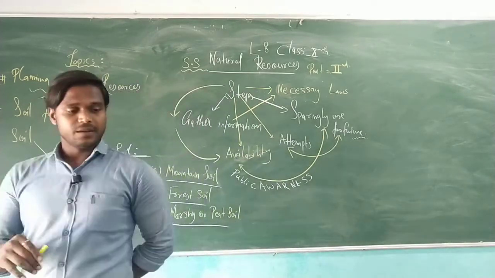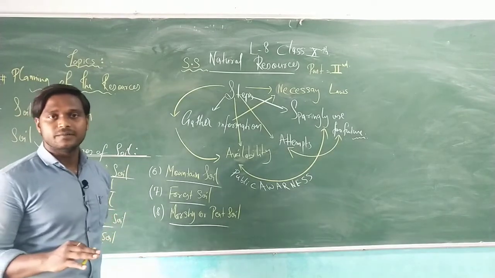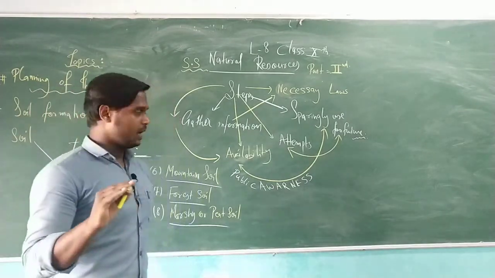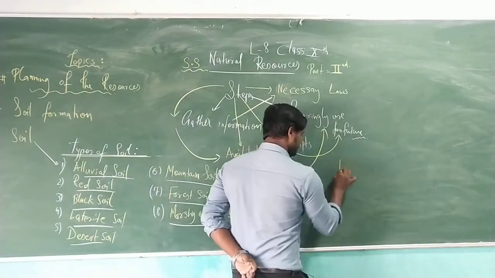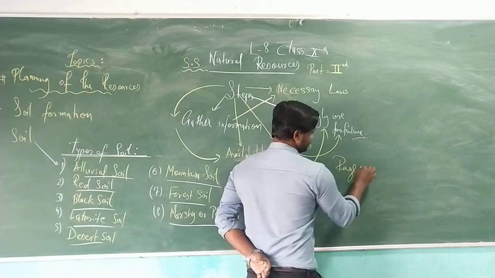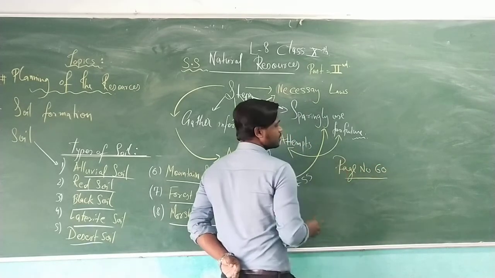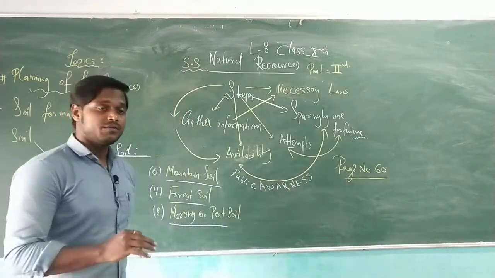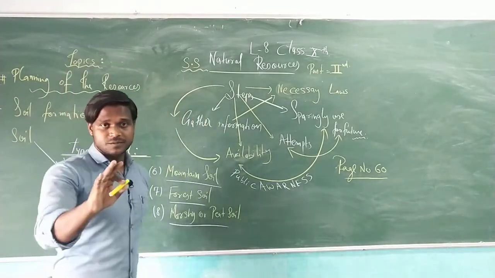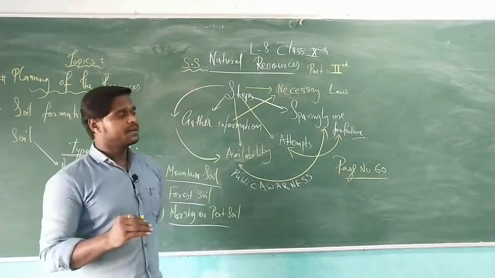So therefore, the first thing is that human needs are unlimited, they cannot be fulfilled. I'm explaining this on page number 60, so that you need to understand. Now you can browse your book and go to page number 60, lesson number 8 of the SS 10th standard syllabus textbook. Human needs are unlimited while the resources are limited.